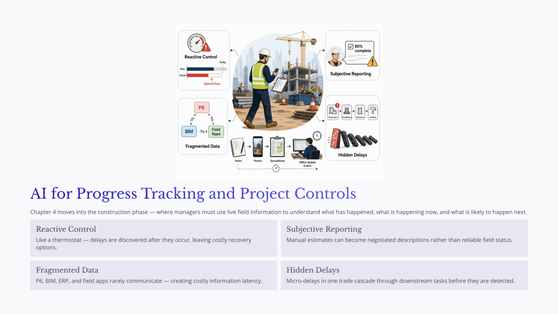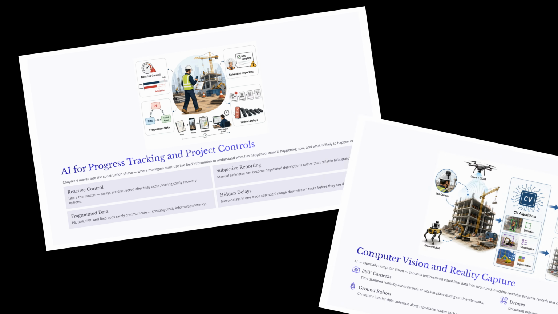Finally, small delays can remain hidden until they create larger impacts. A minor delay in one trade can affect inspections, downstream work, material deliveries, and project turnover. This is where AI can add value. The goal is not to replace project managers, superintendents, schedulers, or cost engineers. The goal is to reduce the time between field reality and management response.